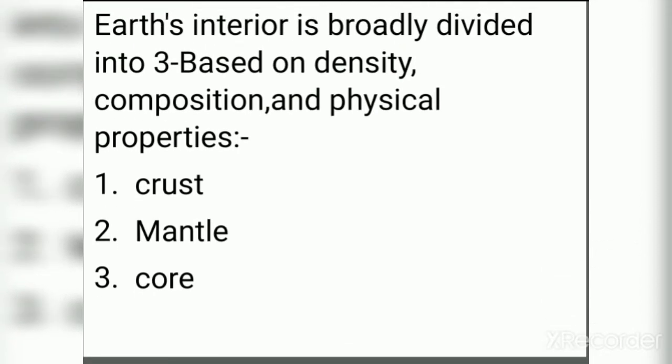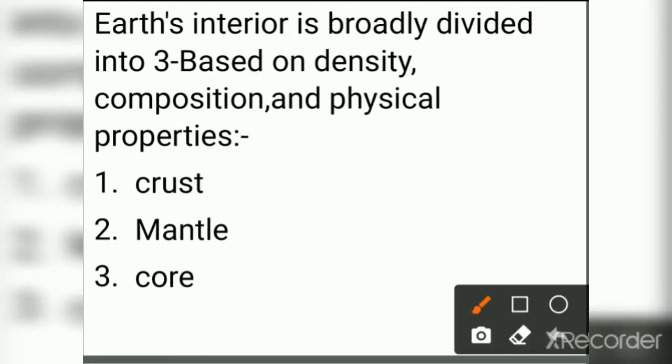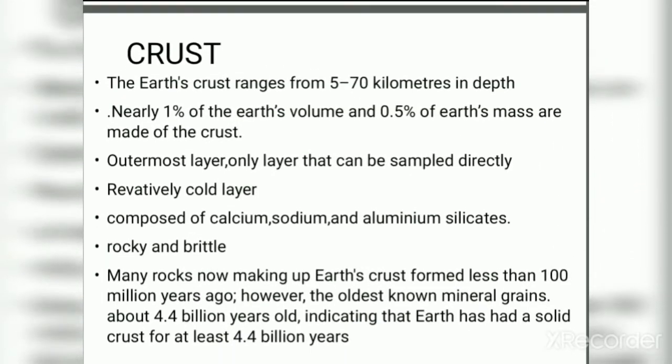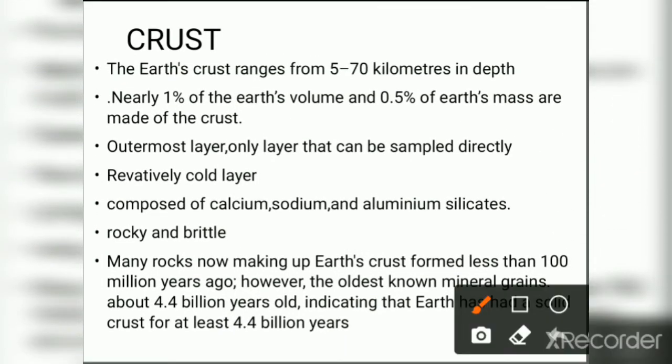So Earth's interior is broadly divided into three based on its chemical properties, which are crust, mantle and core. In chemical classification, first one is crust. Crust ranges from 5 to 70 kilometers in depth. Nearly 1% of Earth's volume and 0.5% of Earth's mass is made up of crust. It's the outermost layer and that can be sampled directly.